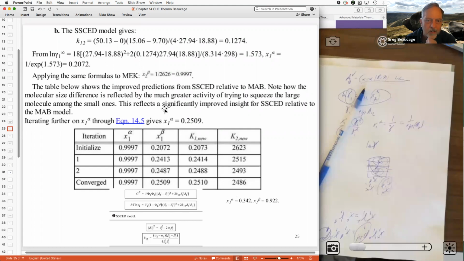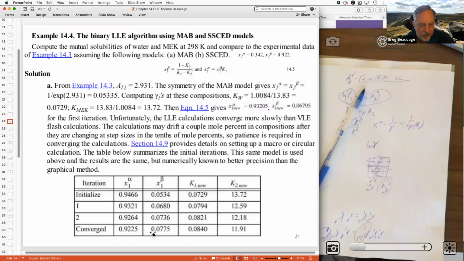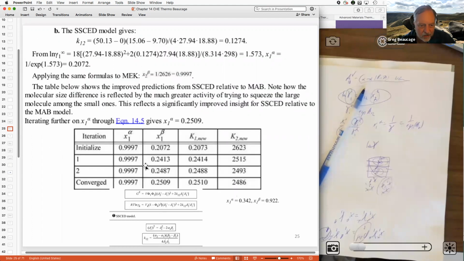Anyway, so then you just do the same thing, calculate the k's as a ratio of the gammas you got from the x's, and use the k's to get the new x's, then use new x's to get new gammas, use the new gammas to get the k's, and then do that over and over until you find out that the composition is almost pure for x1 alpha and almost not 25% for x1 beta. Right, so it's quite a bit different than the other numbers. The other one was 92 and 5%. Right, so they're a lot different.